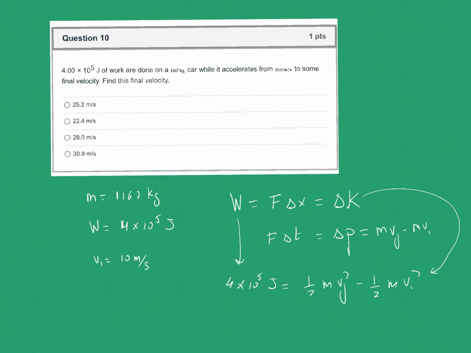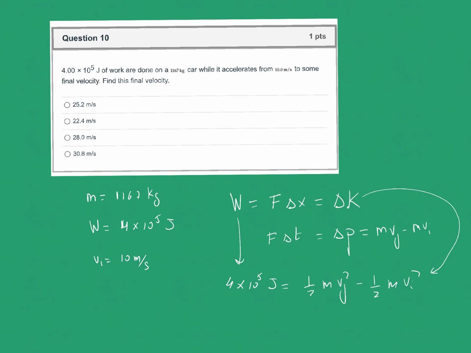Oh, next one. The next one says you have a work of 4 by 10 to the 5 joules. You have this amount of work that is done on a car of mass 1,167 kilograms. This is the amount of work, and this is the initial velocity. So if you do work, the force by the displacement, what does it do? The force by the displacement makes a change in the kinetic energy.